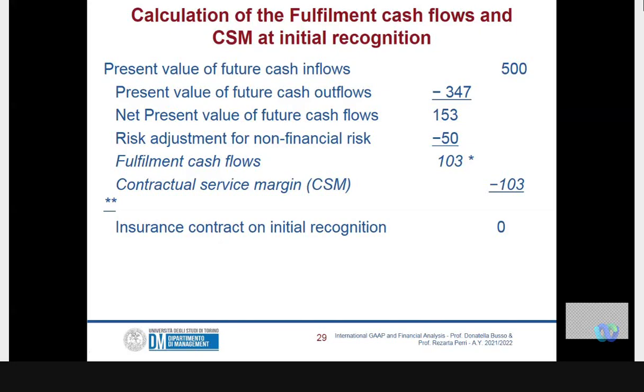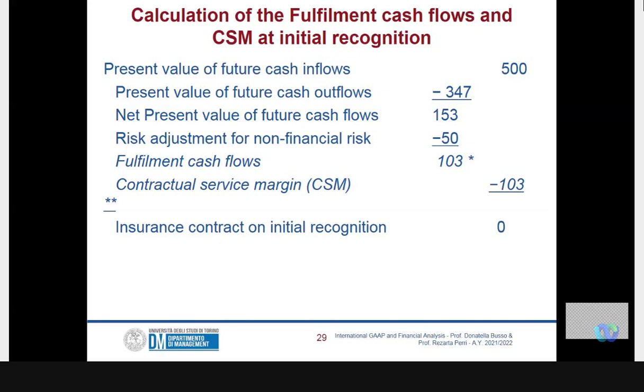So again, what we do at the initial recognition, we calculate the fulfillment cash flow and we assign the value of the contractual service margin the same as the fulfillment cash flows, okay? This is before I receive the premium.